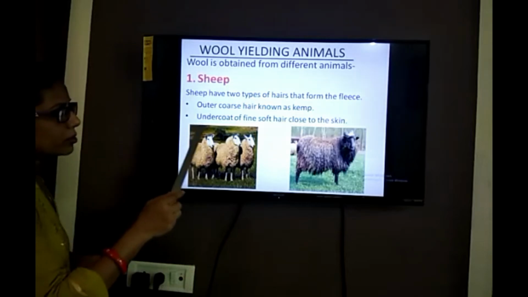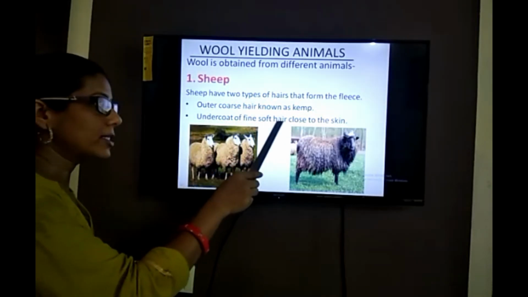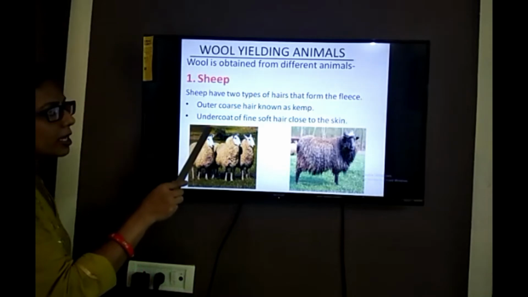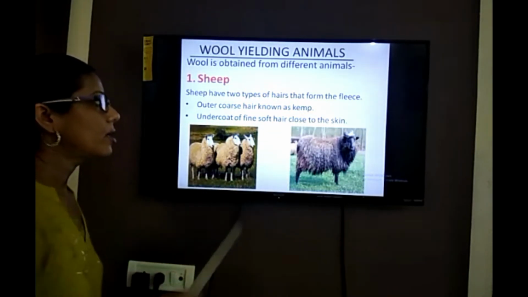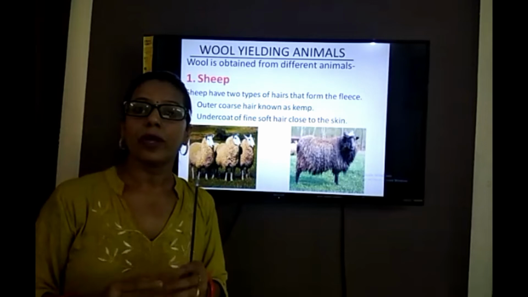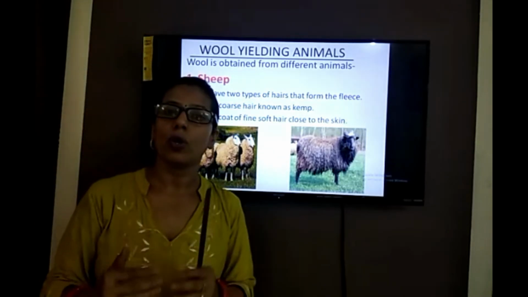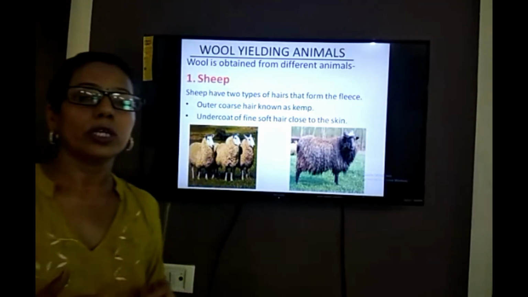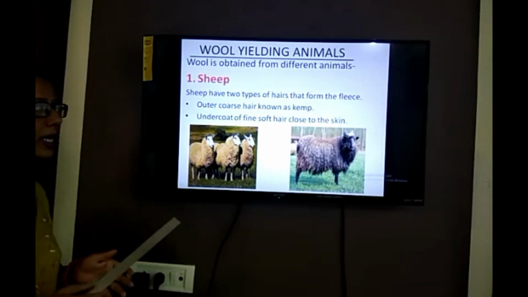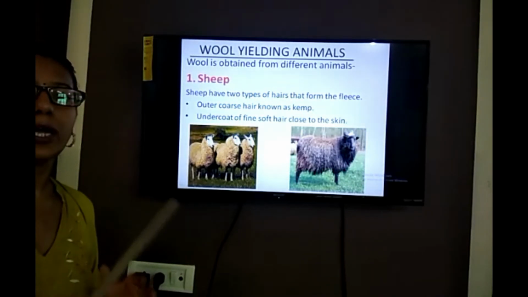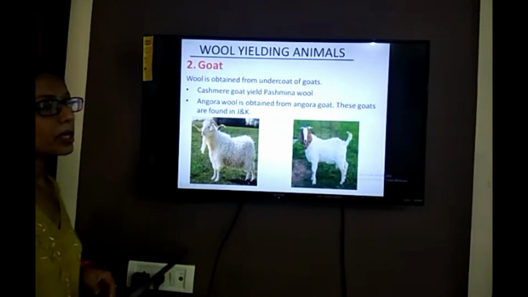So on the sheep's body there are two types of hair. The first is the outer coarse hair. The second is the undercoat of fine soft hair close to the skin. These fine soft hairs are used to make shawls and sweaters. Outer coarse hair and undercoat of fine soft hair. Now we move to the next slide.